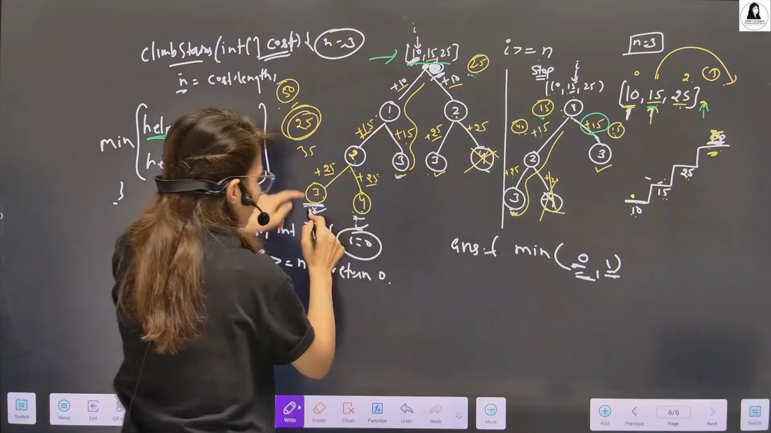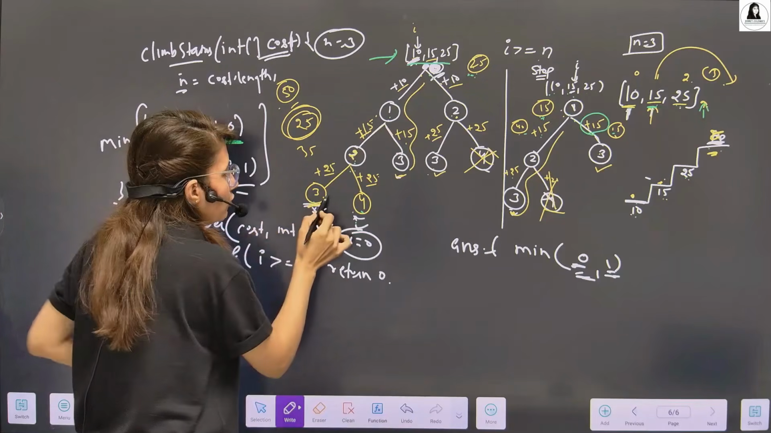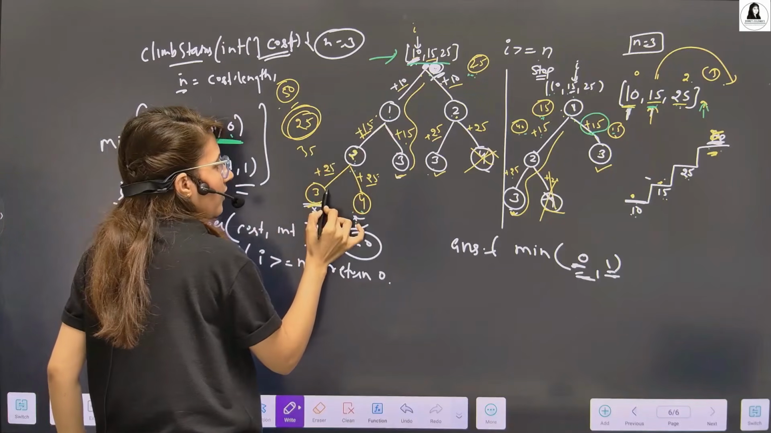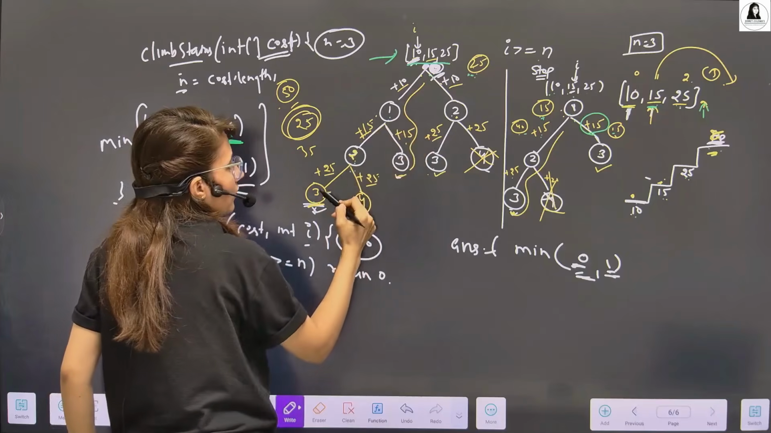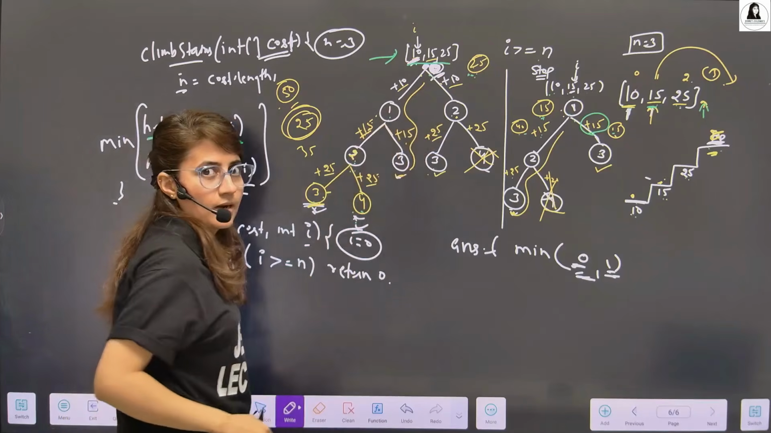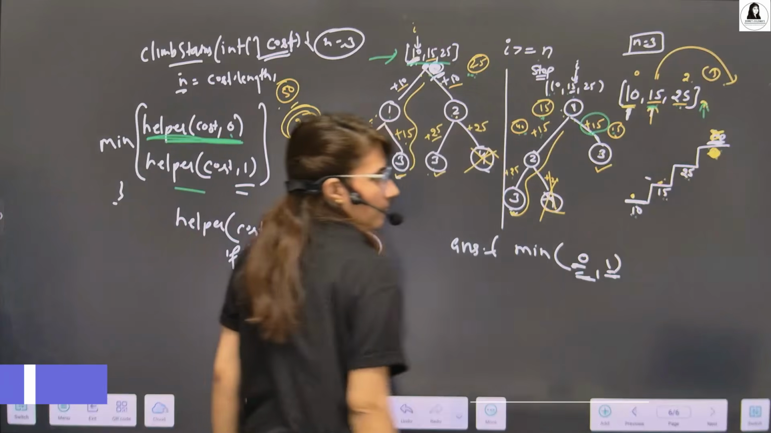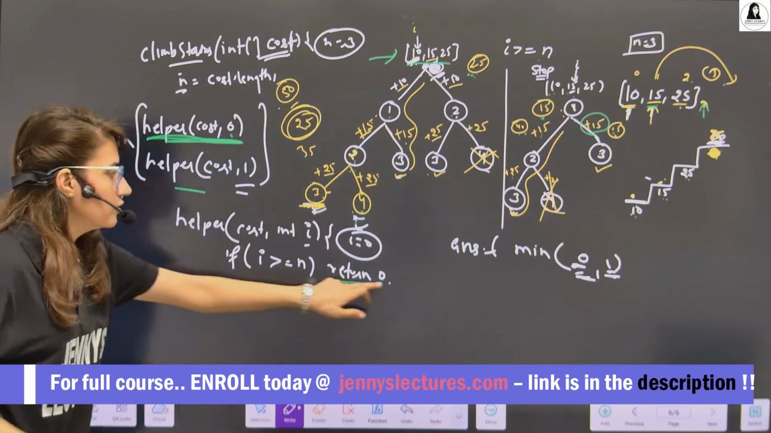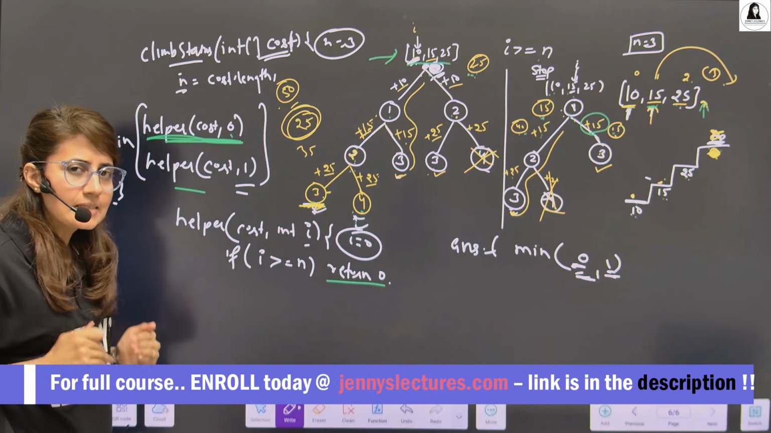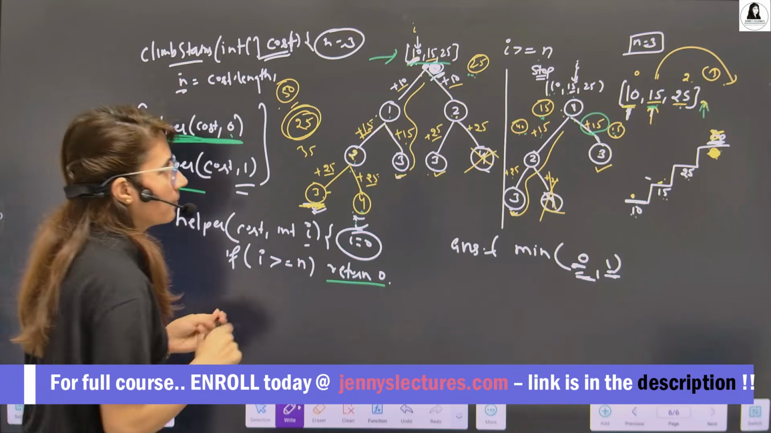Because once you reach here, to find out the total cost, we check whether we can go back. So we just do plus this, plus this, plus this, like that. The cost here is 0. There is no cost. So once you reach the top, return 0.